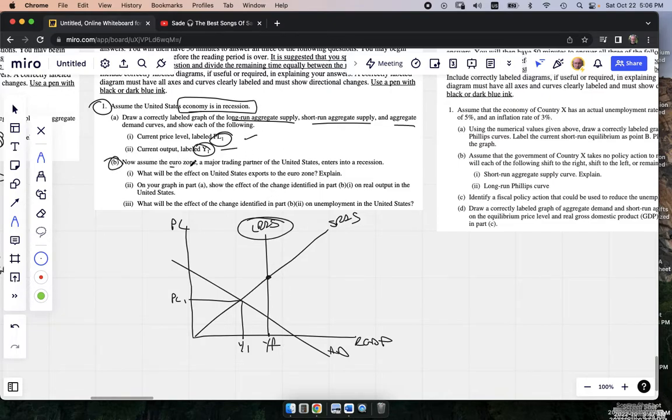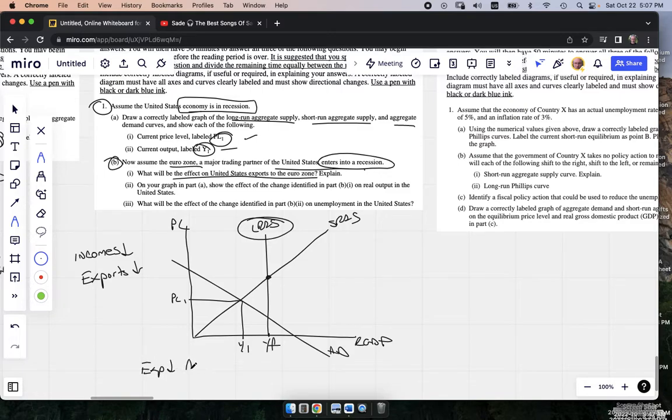Now assume that the Eurozone, a major trading partner for the U.S., enters into a recession. What will be the effect on U.S. exports to the Eurozone? Well, again, kind of the same scenario as before. If the Eurozone goes into their own recession, their incomes are going to go down. If their incomes go down, they buy less of our exports. If U.S. exports go down, well, we've kind of already done it again.